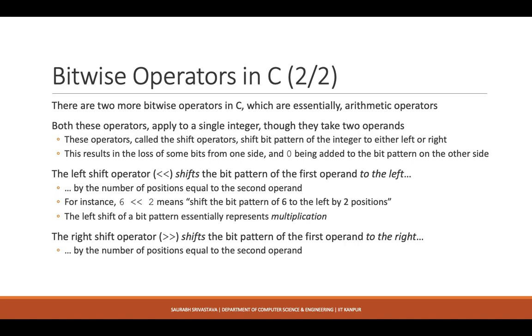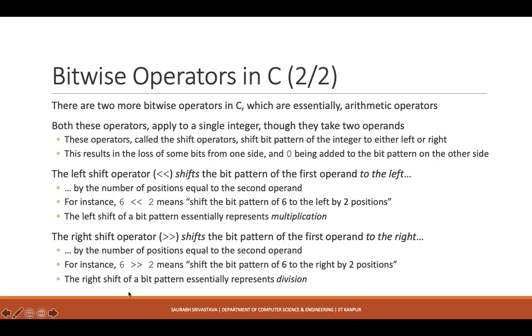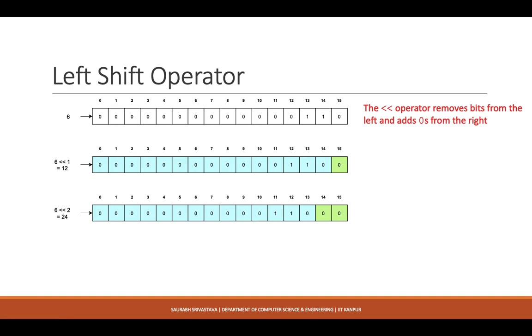Similarly, the right shift operator looks like this. You can see how they are similar. This is pointing to the left and this is pointing to the right. It does exactly the same, except that the bit pattern is shifted to the right by the number given as the second operand. For instance, 6 right shift 2 means shift the bit pattern of 6 to the right by 2 positions. The right shift of a bit pattern is a kind of division. Whatever number is here gets divided by some number, and we will have a look at what that number is.